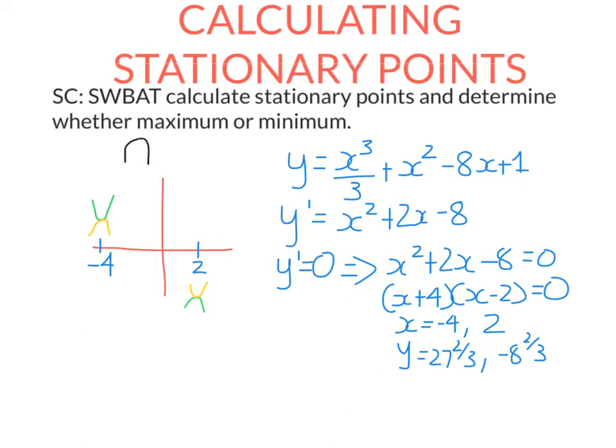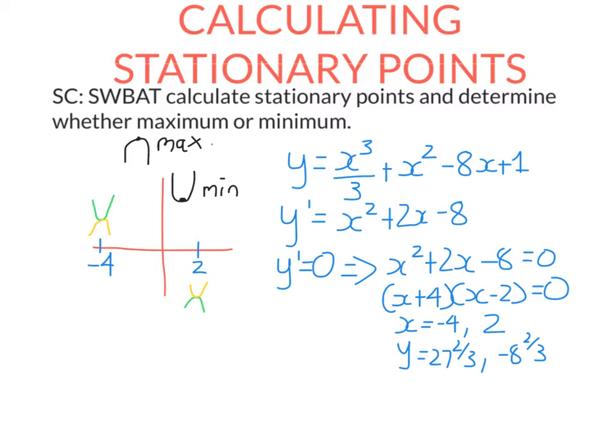If it's like this, we call this a maximum turning point or maximum stationary point because it reaches a peak. It goes up, reaches a peak, and then turns around. So it reaches a maximum y value. And if we have one that looks like this, then that's a minimum stationary point because it goes down, reaches a minimum, turns around, and comes back up.